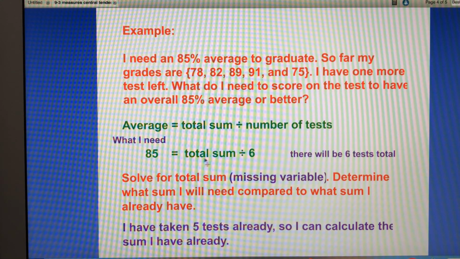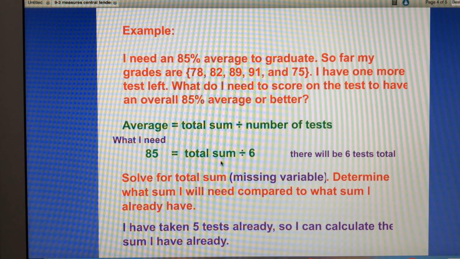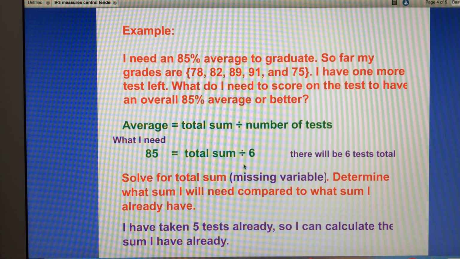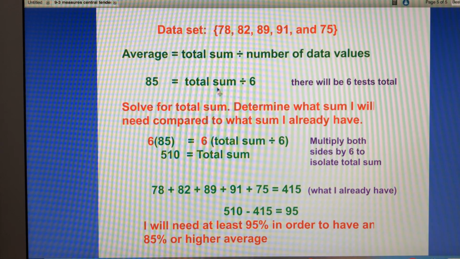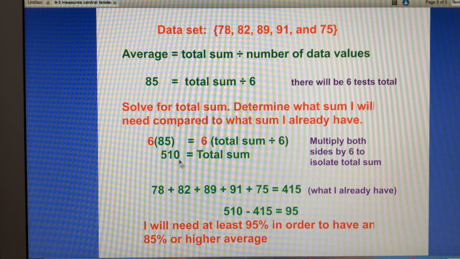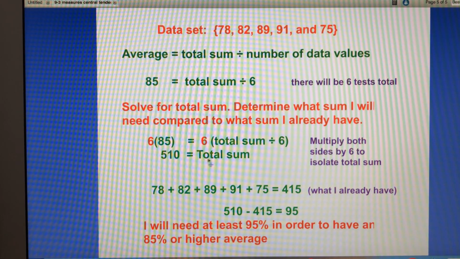I need to solve for how many points I need. That becomes my missing variable. I can call that X, I can call it whatever letter of the alphabet I want. That's my missing variable. And I'm going to use basic algebra to find a missing variable. If you have division, the inverse operation, as we all know, is multiplication. So I can multiply both sides by 6 to get my answer. So here was my data set. Here was my equation. I multiply both sides by 6, and I find out that I need 510 points in order to have an 85% average.